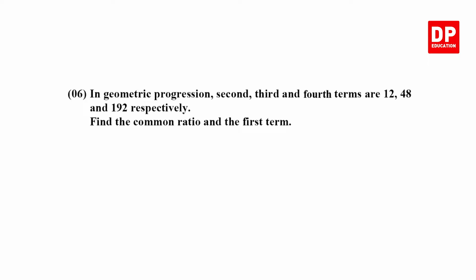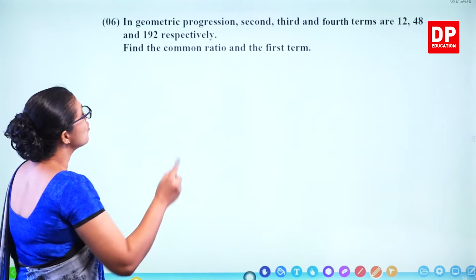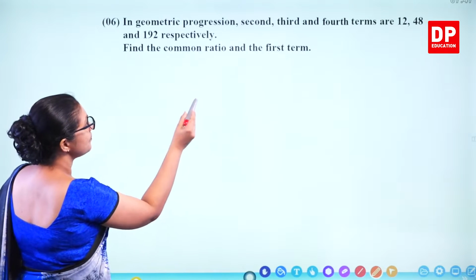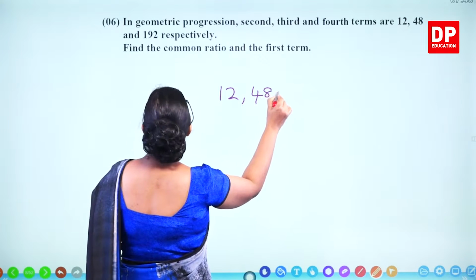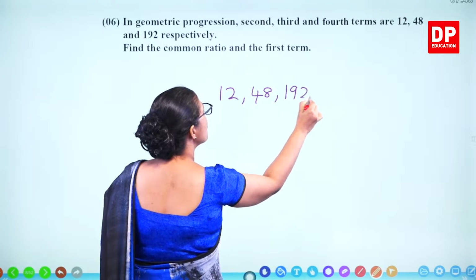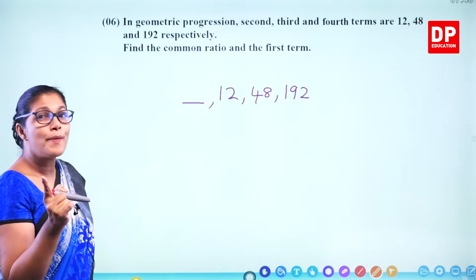Question number 6 now. In a geometric progression, the second, third and fourth terms are 12, 48 and 192 respectively. Find the common ratio and the first term. So, second term 12, third term 48 and the other one is 192. So, we need to find out the first term and the common ratio.